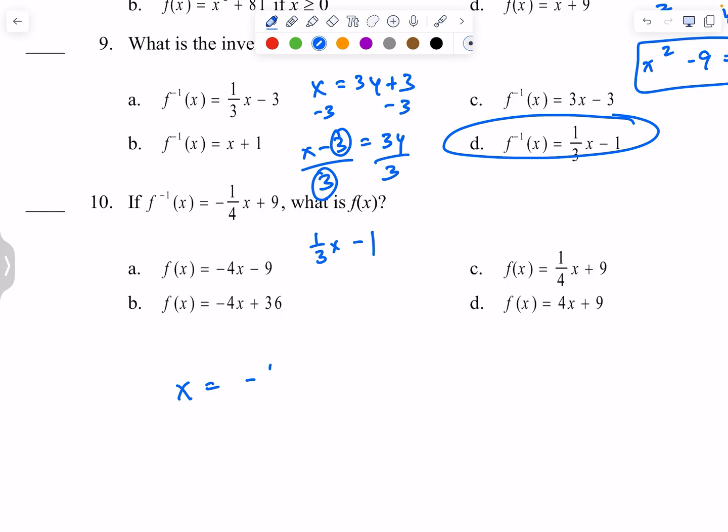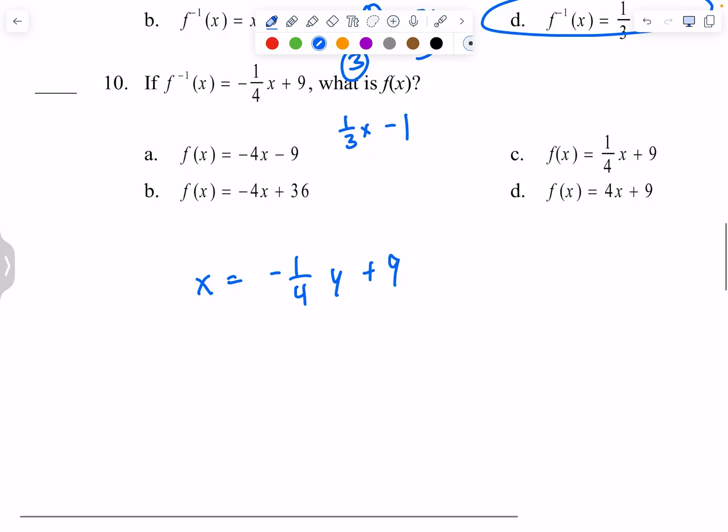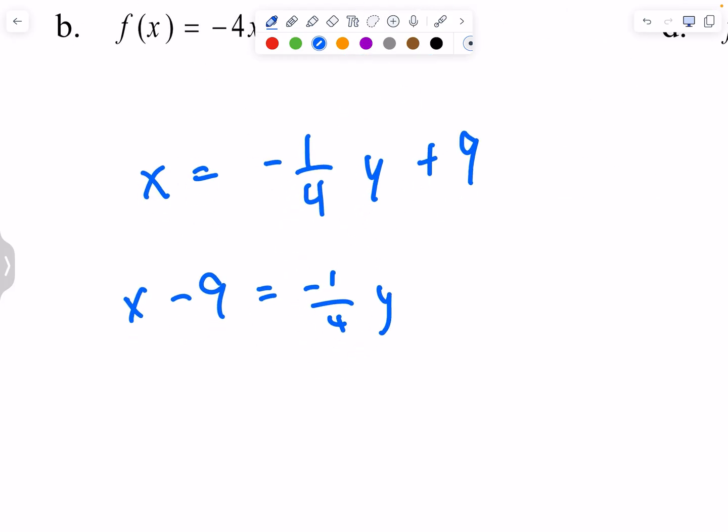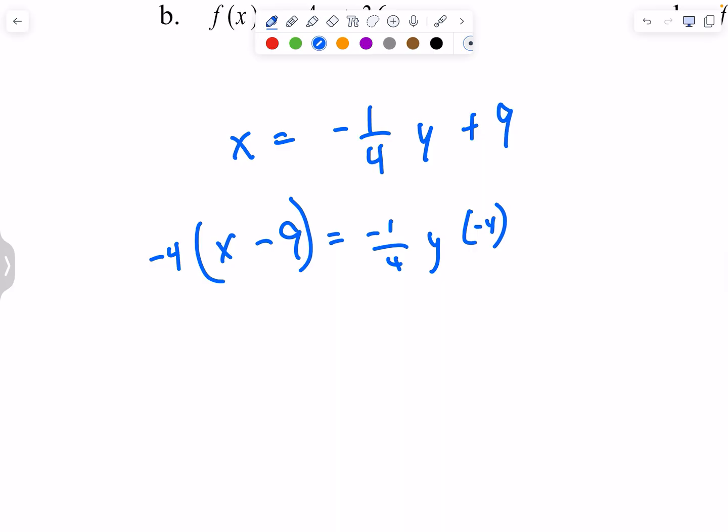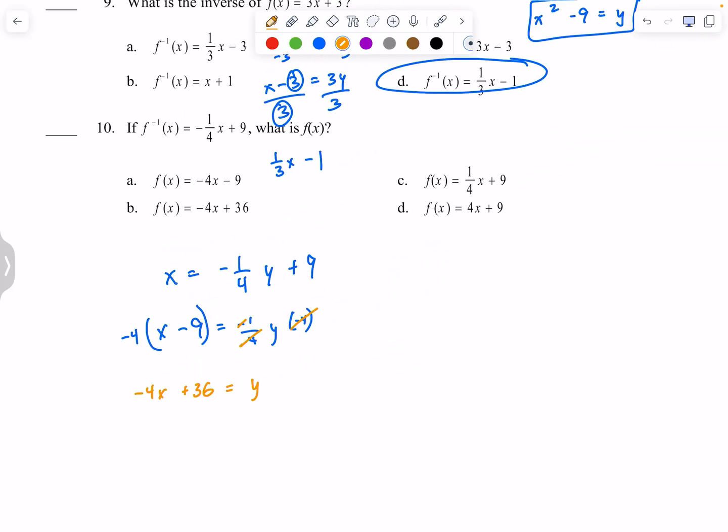X equals negative 1/4 y plus 9. So subtract 9 first: x minus 9. Now if we multiply by negative 4, you have to multiply that whole left side. So now this is gone with the negative, that's gone. So y equals negative 4x plus 36.